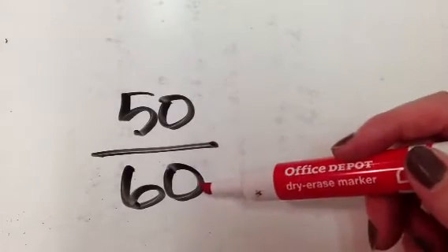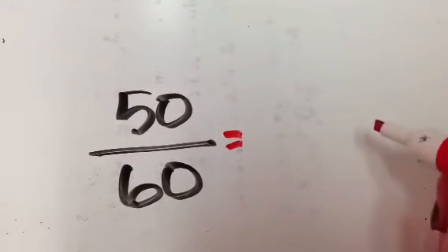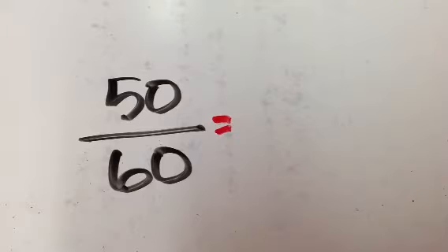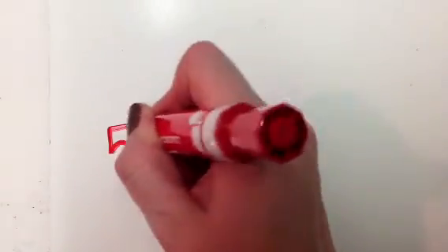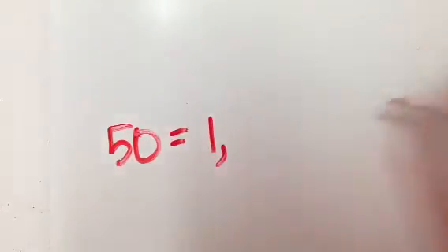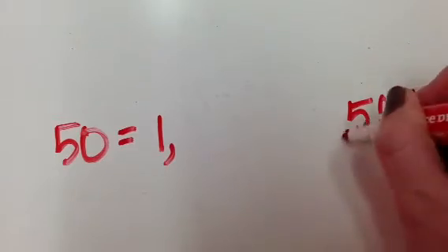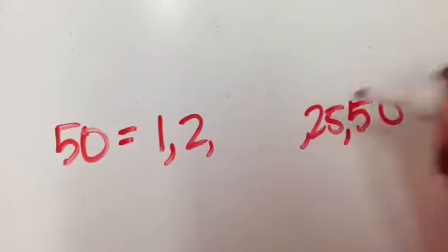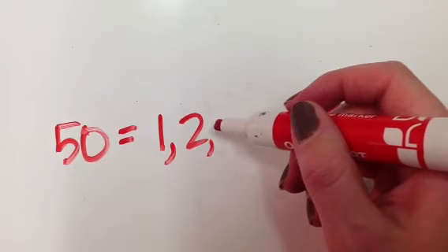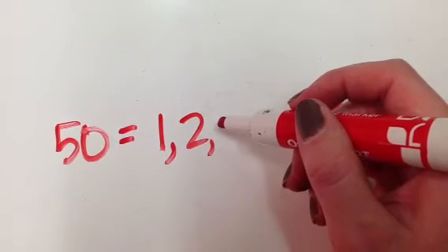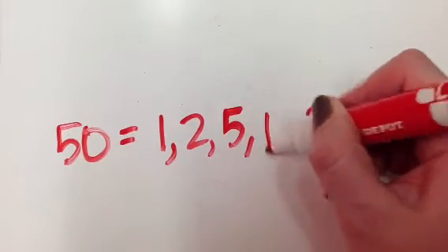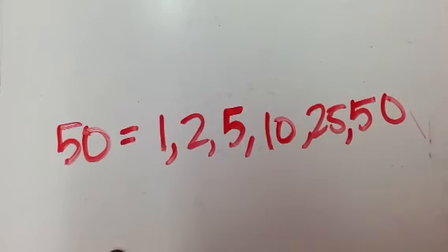So if I have 50 over 60 and I want to reduce this fraction down, the first thing I'm going to do is find the greatest common factor that both of them have. I could do that by listing them out. For example, if I have 50, the factors of that are 1 and 50, and then I have 2 and 25. 3 can't go in, 4 can't go in, 5 and 10, and I think that's all of them.